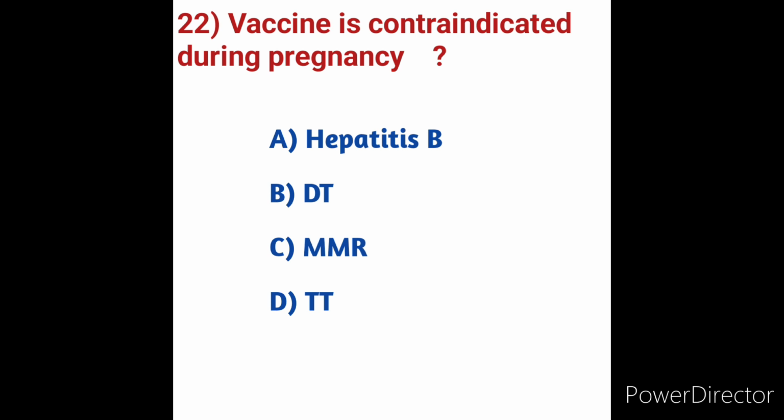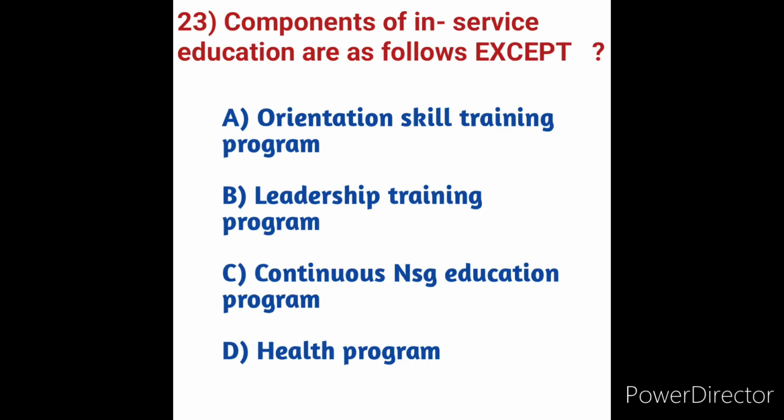So MMR is contraindicated for immunocompromised individuals and in pregnancy. Among these options, the vaccine contraindicated during pregnancy is option C, MMR. Recently, COVID-19 also affected the pregnancy period, and the COVID-19 vaccine is also contraindicated according to recent studies. Next, we will move on to question number 23.